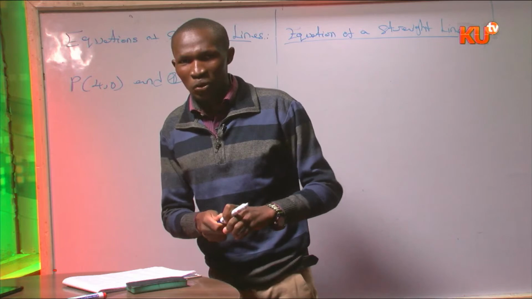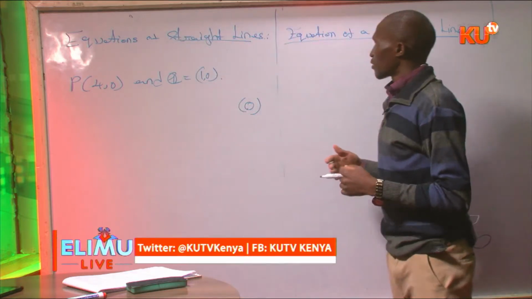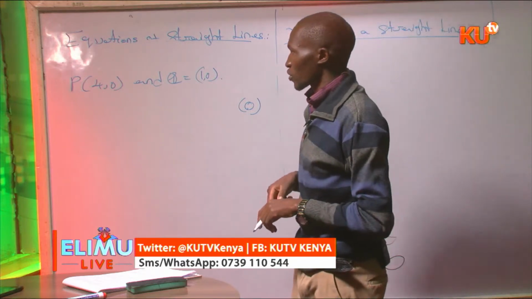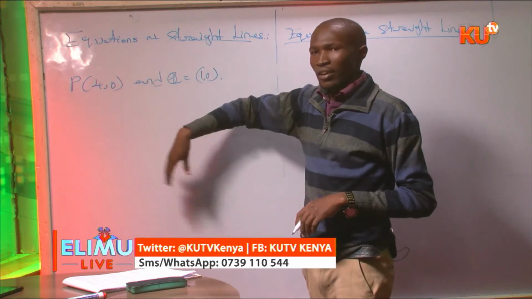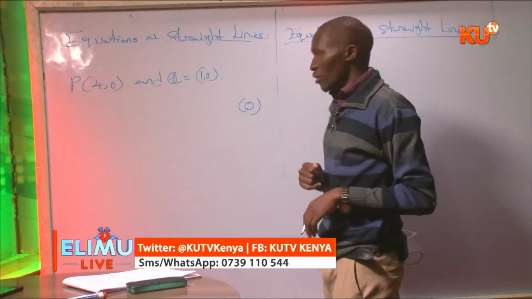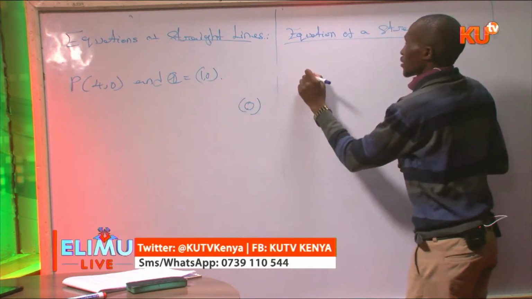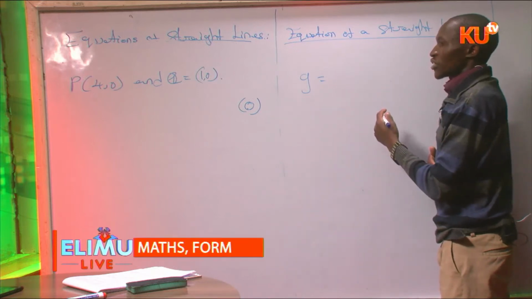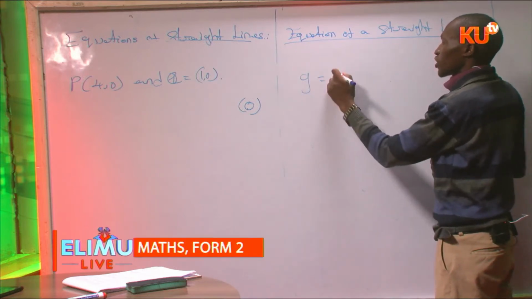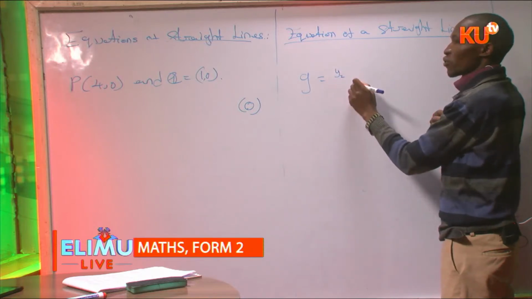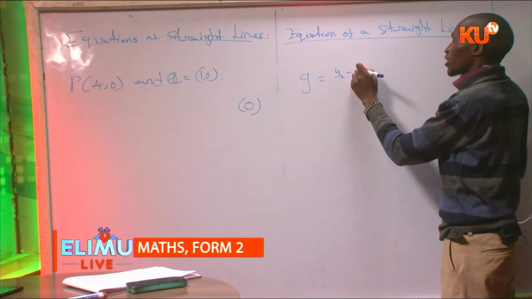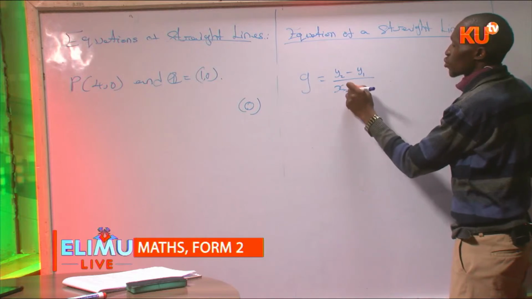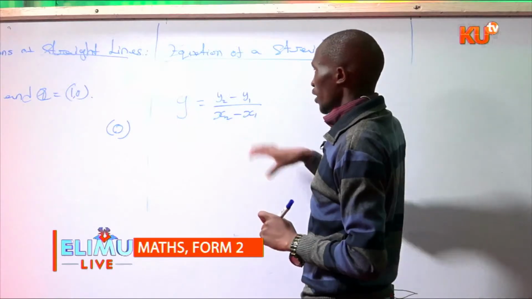I've said that an equation is a statement equating two expressions. For example, in finding the gradient, there was that equation that we are working with. The equation was gradient equals the change in y all over the change in x. So, for example, the change in y was the value of y2 minus y1, all over x2 minus x1. So that is a form of equation.